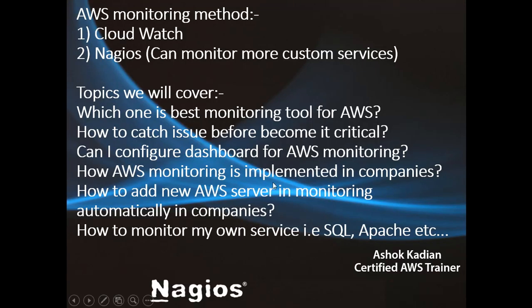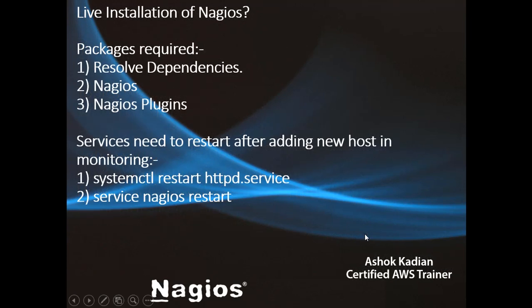So guys, we have seen how monitoring is implemented in companies and how to add a new service to monitoring. But in companies we cannot add hosts manually. Actually, we write scripts and Ansible playbooks, and we only add the host IP into the host list, and the host is added into the monitoring automatically by Ansible or Puppet. How to monitor my own service, that is Apache or MySQL, I have already shown. We have also resolved some dependencies and seen how to install the Nagios server. I think we don't need to show all of these slides.